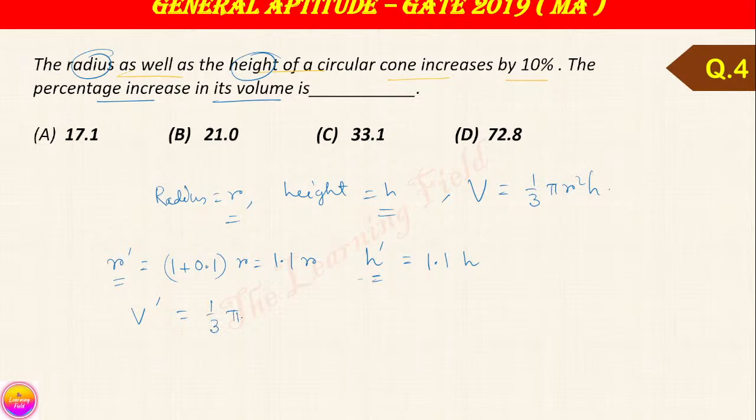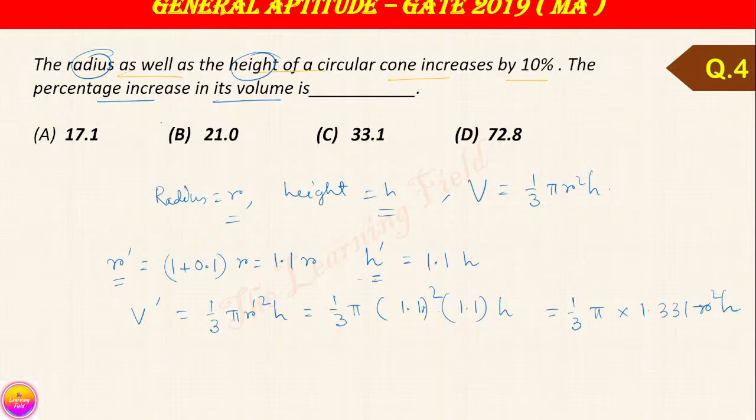1/3 πr'² into h'. This is equal to 1/3 π into r' means what? 1.1r, (1.1r) whole square into 1.1h. Okay, so this is equal to, if we calculate here, 1/3 π into 1.331 into πr²h. Okay, this is the value.